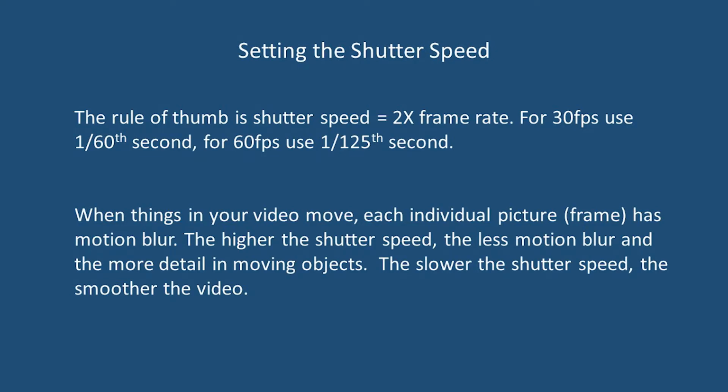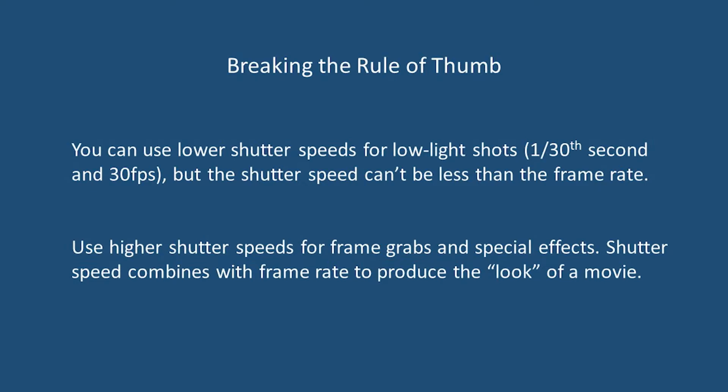So the rule of thumb for shutter speed is that the shutter speed should be twice your frame rate. If your frame rate is 30 frames per second, you should use a 1/60th of a second shutter speed. This will give just enough motion blur in each frame to give a smooth and natural looking video. But there are plenty of times when you might want to break that rule.